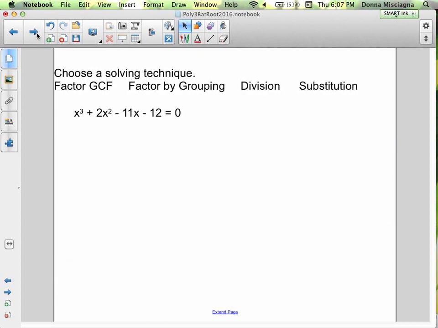Let's look at the next problem. We're going to choose a solving technique, and then we'll solve. So which one do you think I should use? Factor using greatest common factor, factor by grouping, division, or substitution.